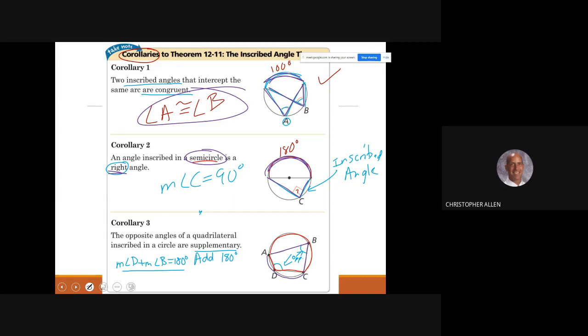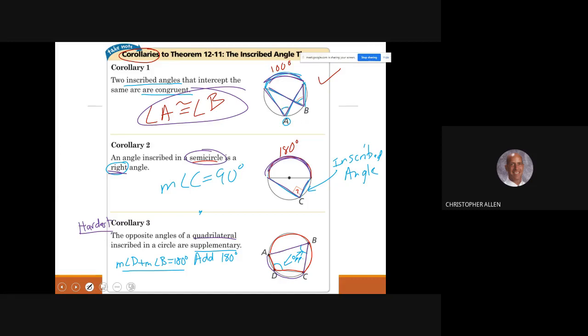The last one, which I told you was kind of the hardest one, says this. If you have an inscribed quadrilateral, that's 4 sides, the opposite angles have to be supplementary because the 2 intercepted arcs are going to end up being the full circle.